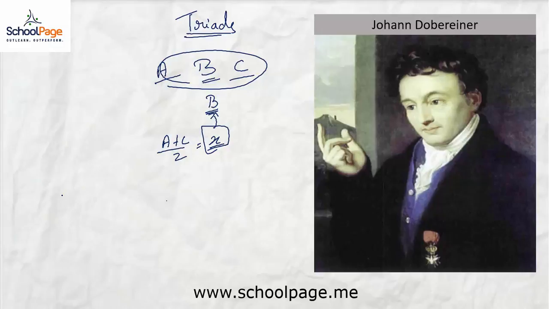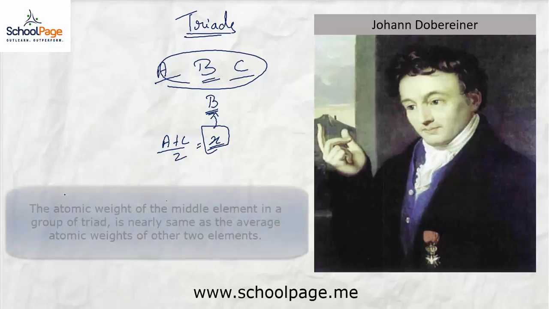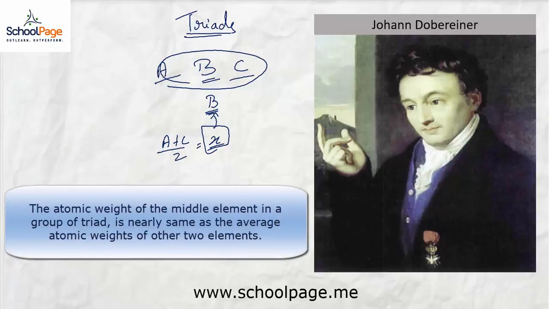Now let us state the law of triads. The atomic weight of the middle element in a group of triad is nearly the same as the average atomic weight of the other two elements. Now let us consider a few examples to understand this better.